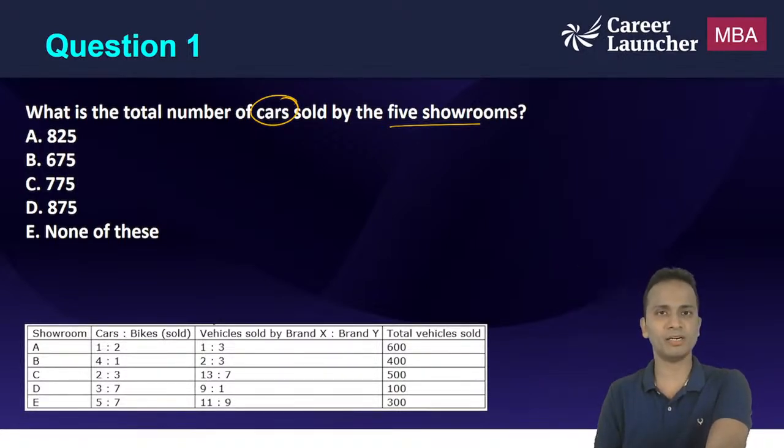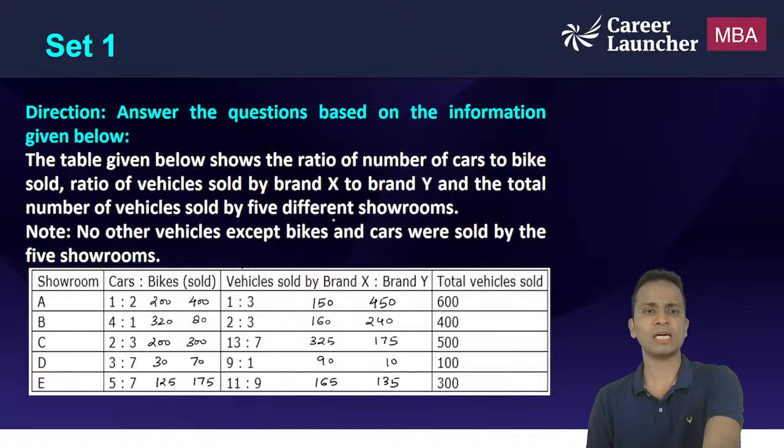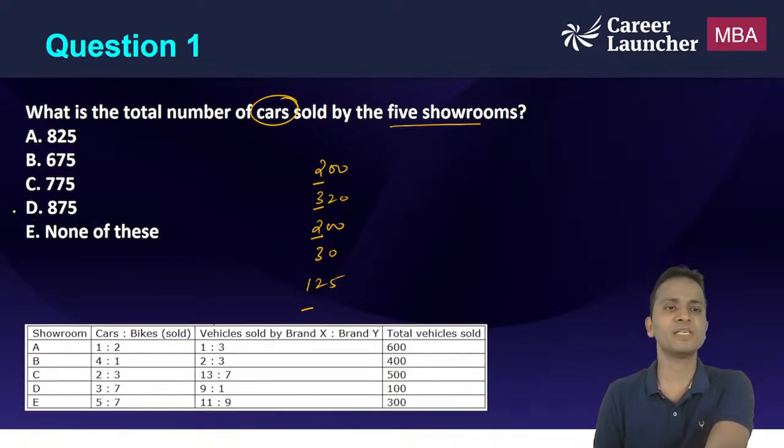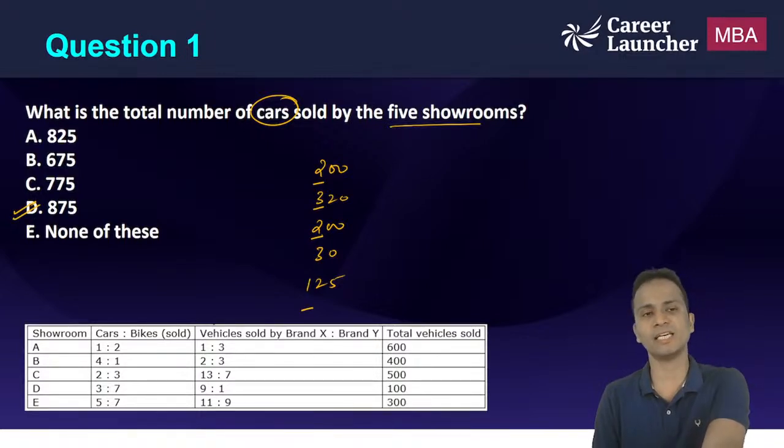So we have already segregated cars and bikes. So you just have to count the number of cars. Okay. So let me write the number of cars, all of them. So cars are 200, 320, 200, 30 and 125. So 200, 320, 200, 30 and last is 125. Okay. So 200, 400, 700, 800, 850, 875. So 875, that is option D is the correct answer of this question.